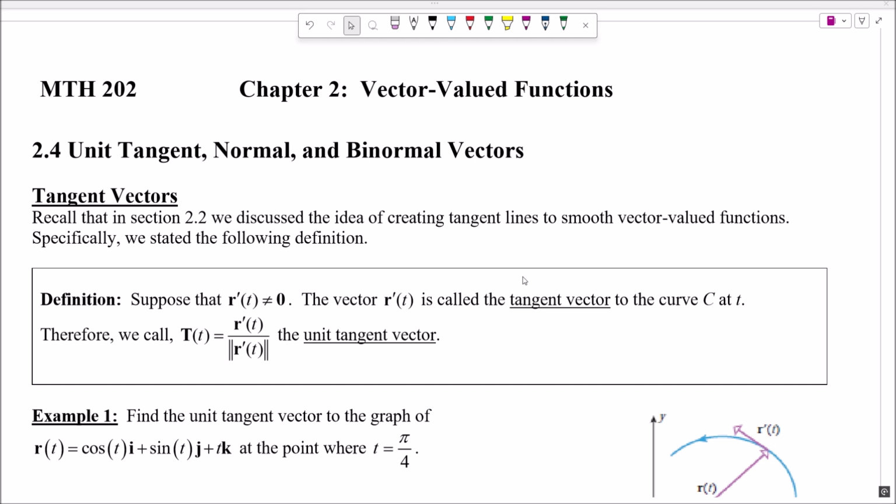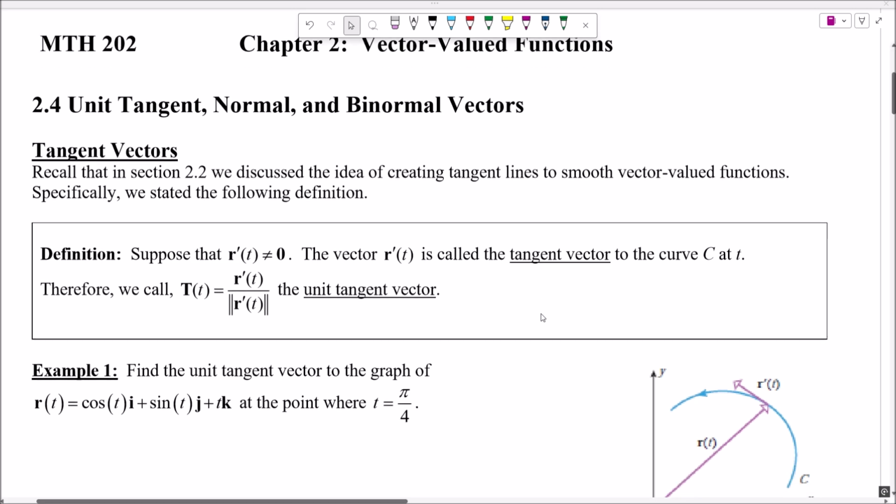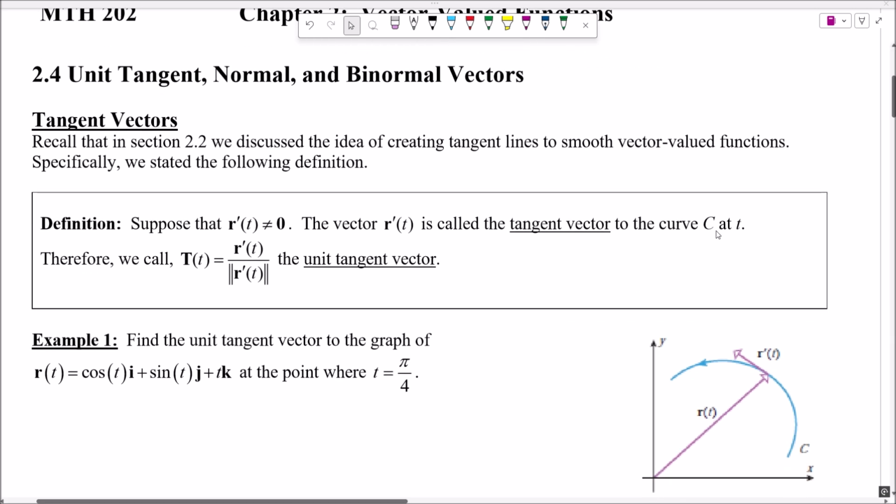Back in 2.2, we talked about the idea that we could create tangent lines to smooth vector-valued functions. Specifically, we had this definition. As long as r prime of t was not the 0 vector, then r prime of t would be referred to as a tangent vector to a curve at a given point. If I have a curve C over in blue, at any given point that my r of t would point me to, I could calculate my r prime of t. That creates a tangent vector.